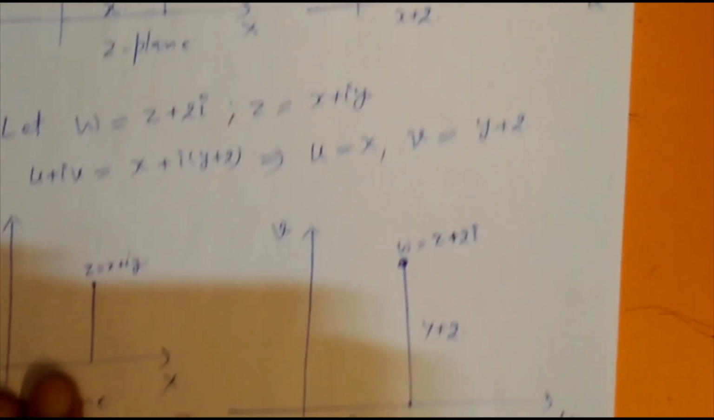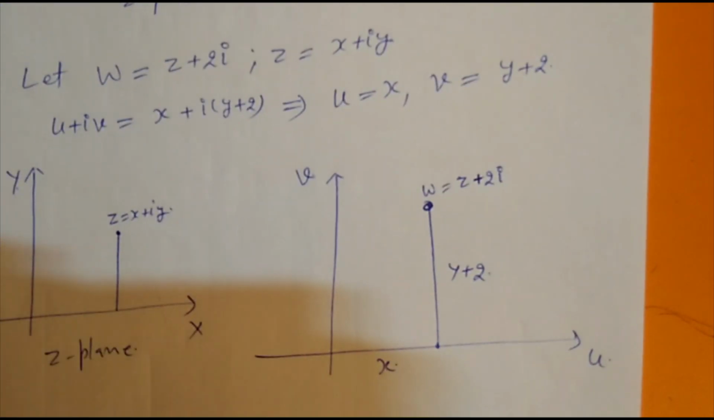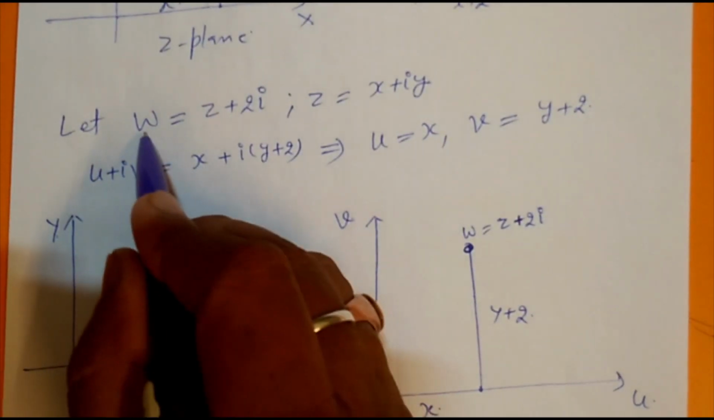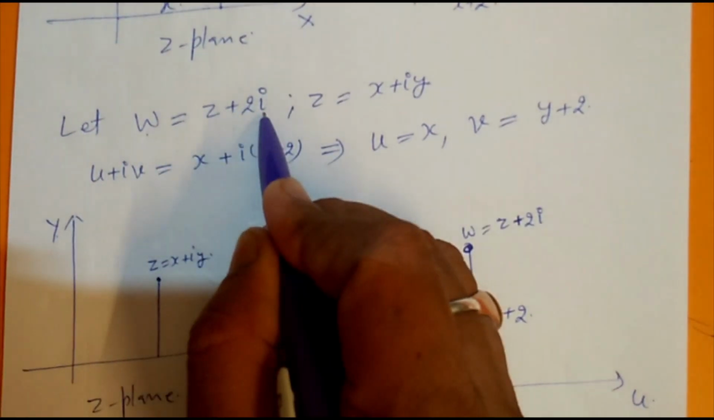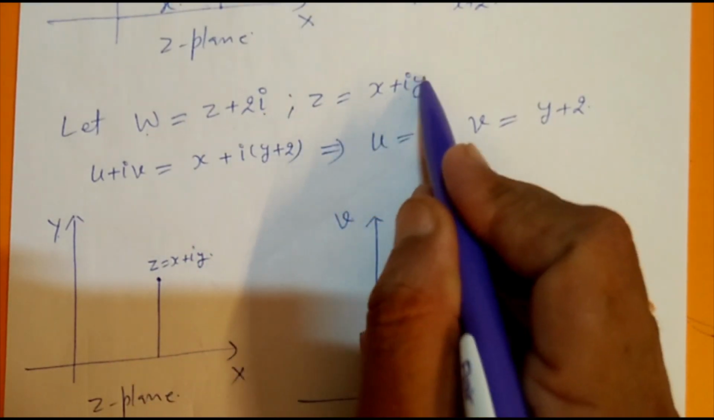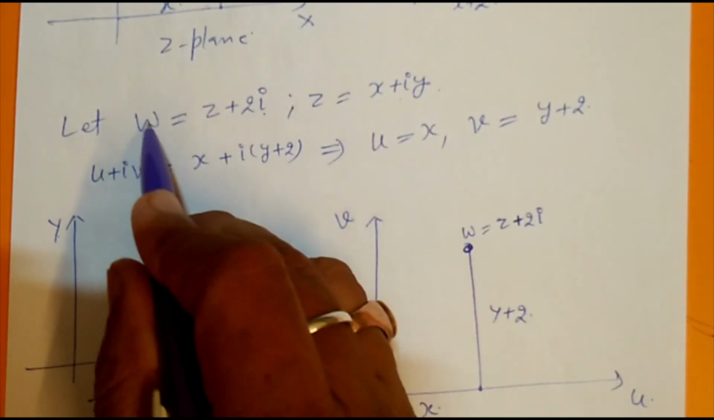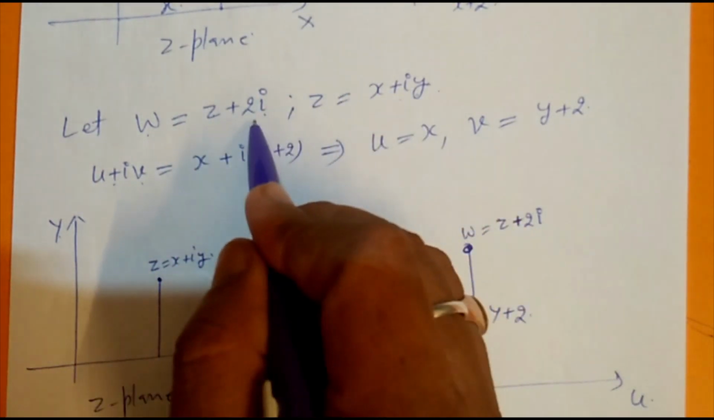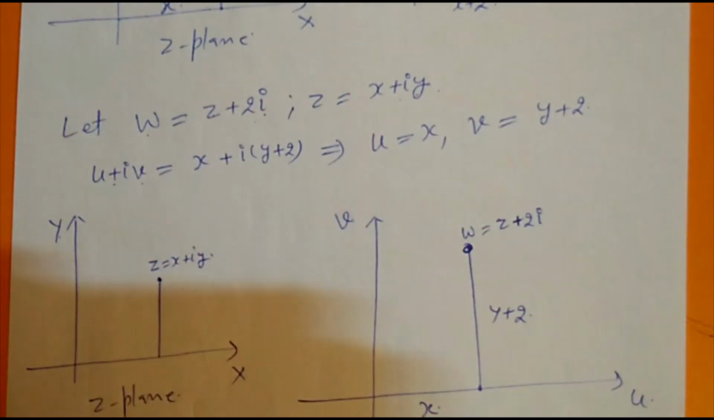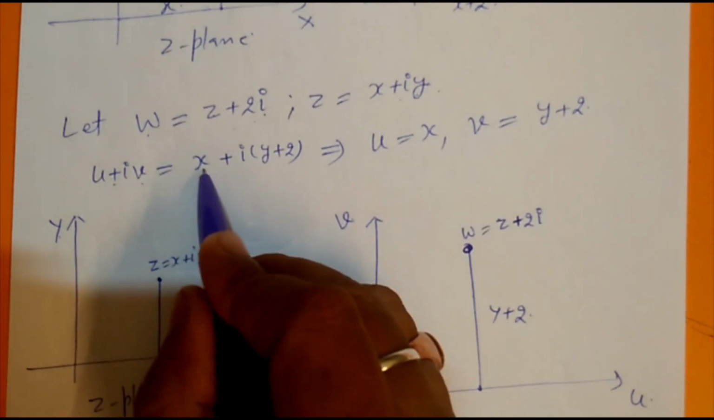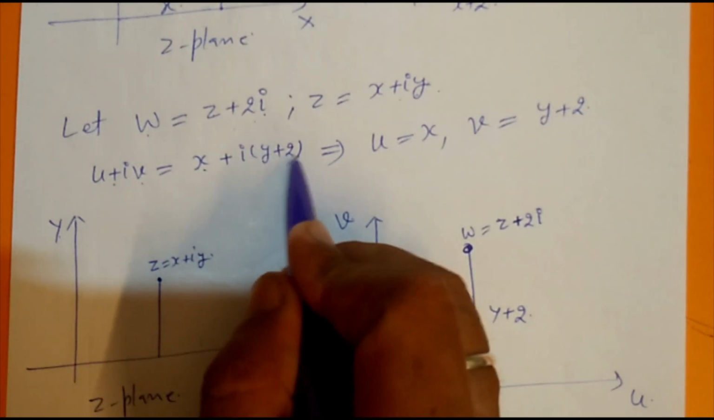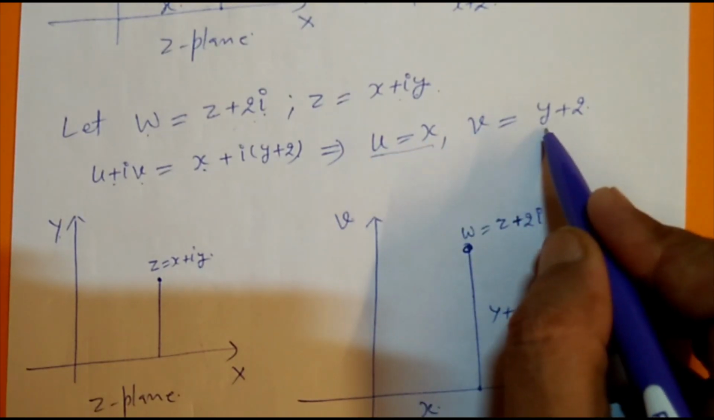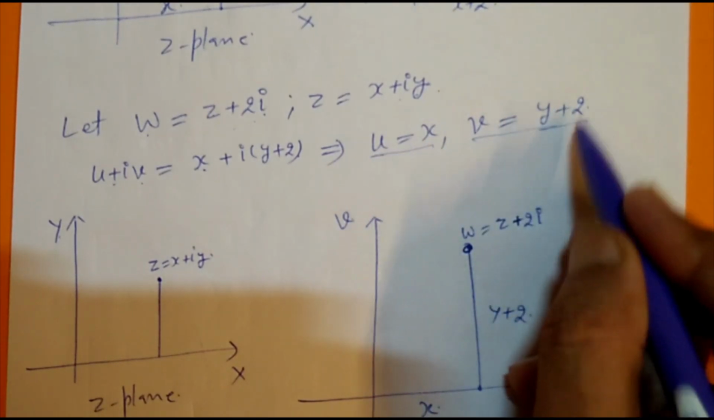Now taking another example related to translation, let a mapping be w is equal to z plus 2 iota, where z is equal to x plus iota y. So in that case w is u plus iota v, z is x plus iota y plus 2 iota. So separating real and imaginary parts, it will be x plus iota times y plus 2, and comparing both sides' real and imaginary parts, u is equal to x and v is equal to y plus 2.